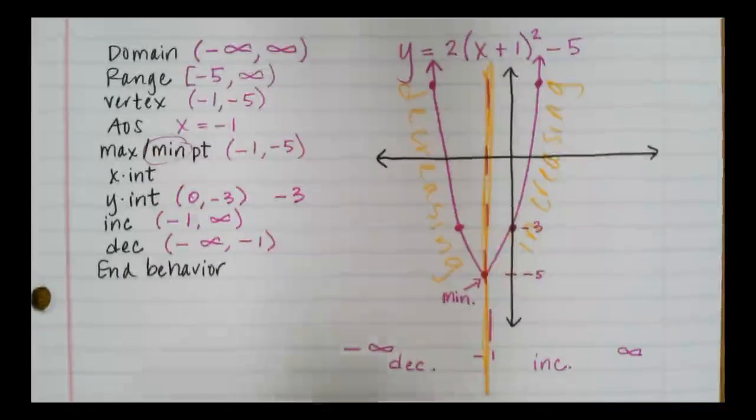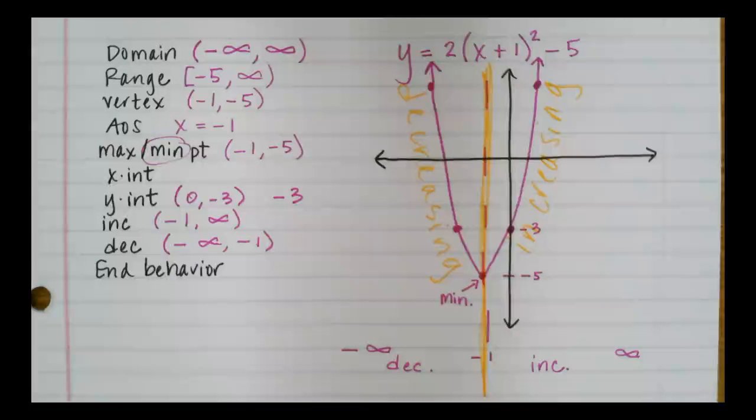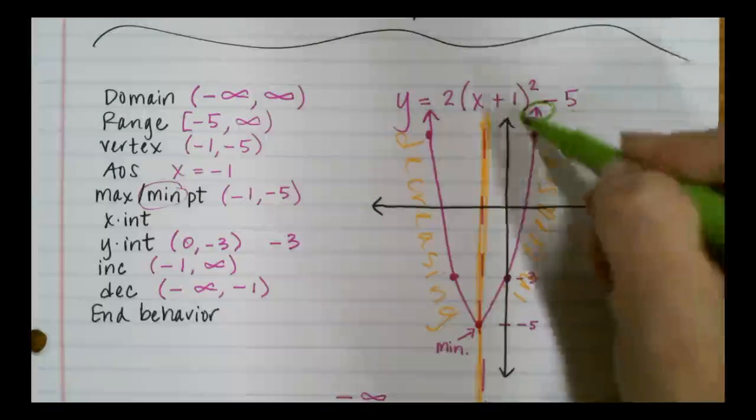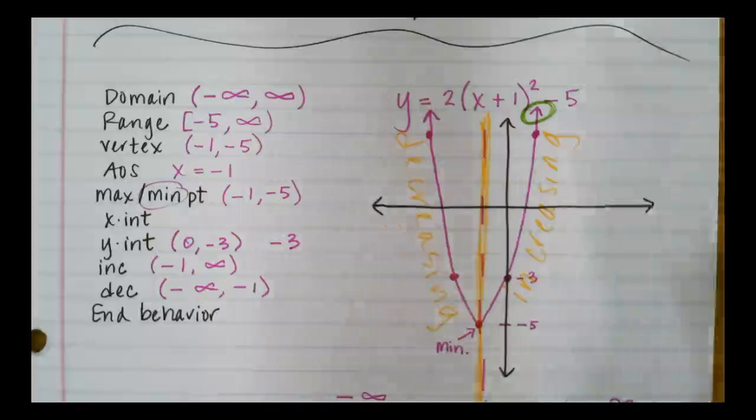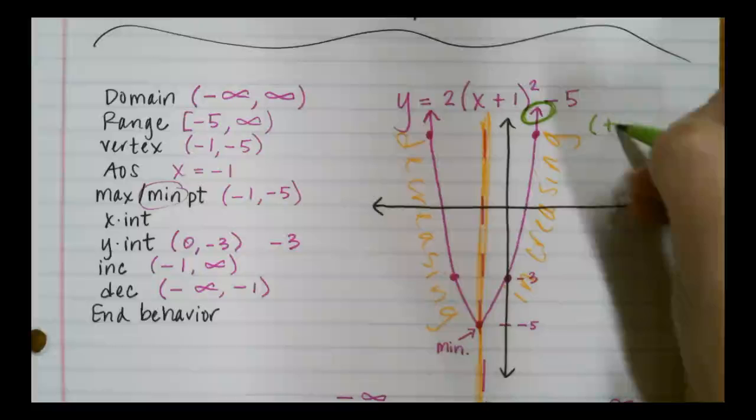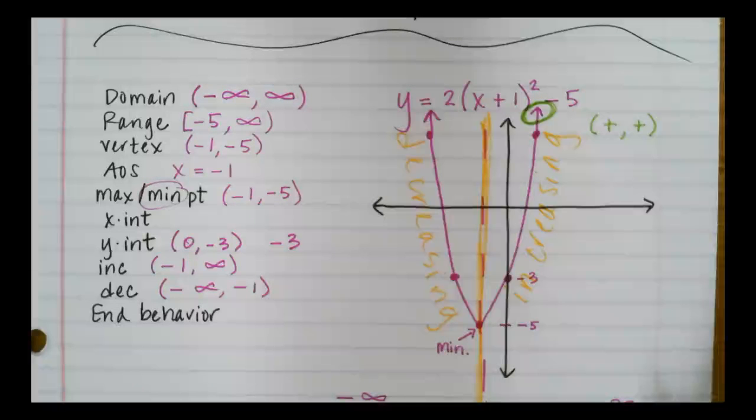All right, end behavior. We didn't do this too much when we talked about it earlier in the year, but the easiest way to do end behavior is to pay attention to where the arrows are located and what quadrants they're going to be in forever. So this arrow right here is always going to be in this quadrant, and this quadrant has positive x's and positive y's.